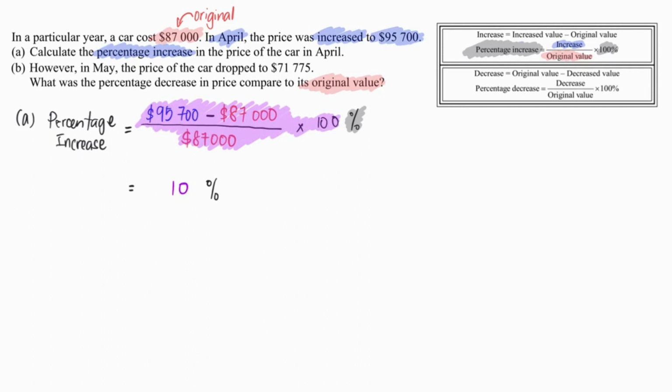Now, as we move on to part B, the price decreased, and therefore we will need to find the percentage decrease as compared to the original value. So using the same formula, but the only thing that is different will be the decrease. We are still going to divide by the original value. We are still going to multiply by 100%.